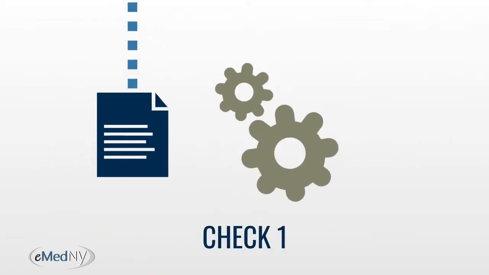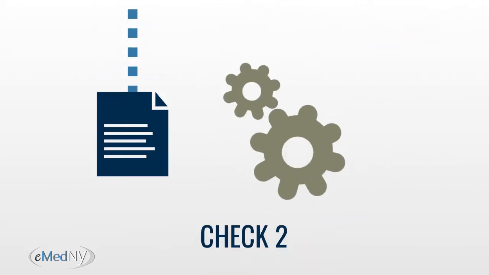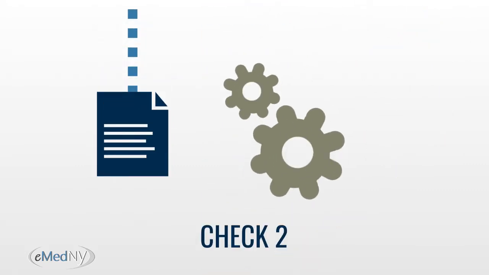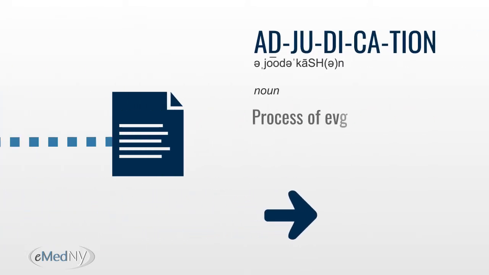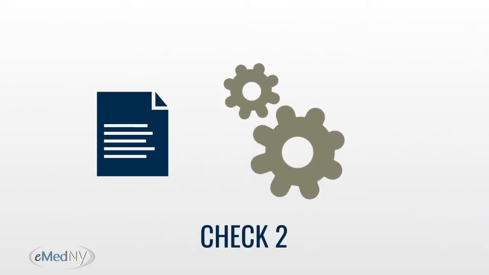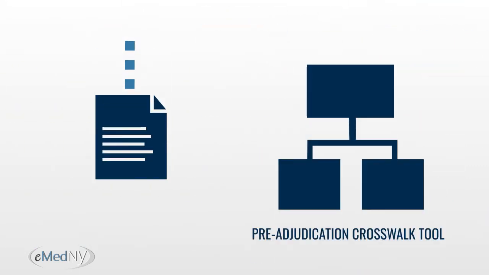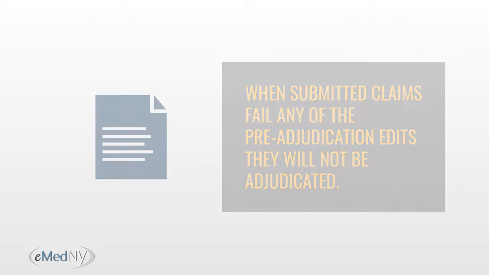Electronic claims are validated against a set of preliminary front-end edits that are checked prior to adjudication. If no errors are found, the claim is forwarded for adjudication. If errors are found, the codes listed in the pre-adjudication crosswalk table will report the specific error condition that was identified. When submitted claims fail any of the pre-adjudication edits, they will not be adjudicated.